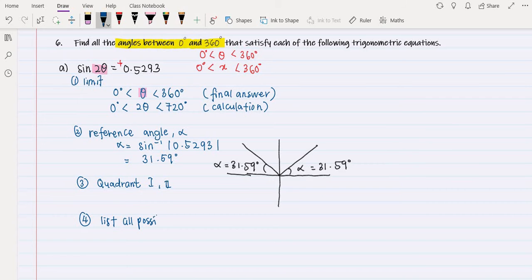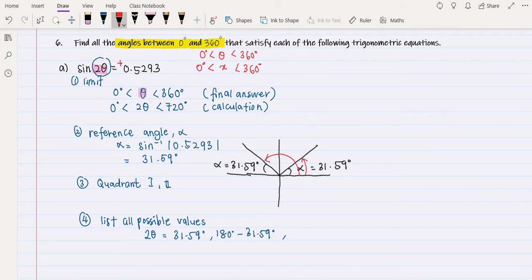So the last step is for us to list all possible values. But take note, once we reach this step, the first thing that we list is not theta. We are going to list for 2 theta first, whatever being given in the question. So our 2 theta will be equal to, the first angle will be 31.59 degrees, and then the second angle will be the one in the second quadrant, which is 180 degrees minus 31.59 degrees.